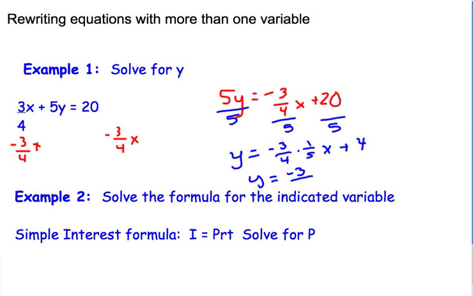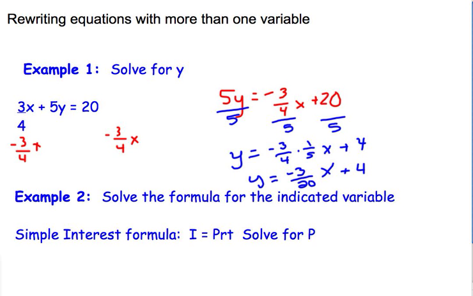And if I could reduce that, I'm going to go ahead and reduce it. But this one, that's as far as it can be reduced down. So negative 3/20 x plus 4. We've solved for y.